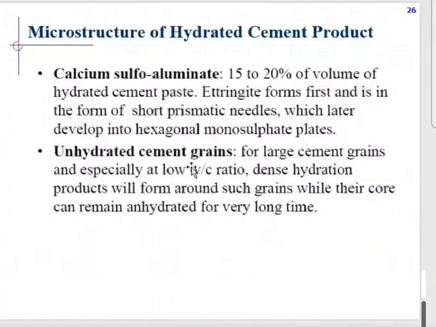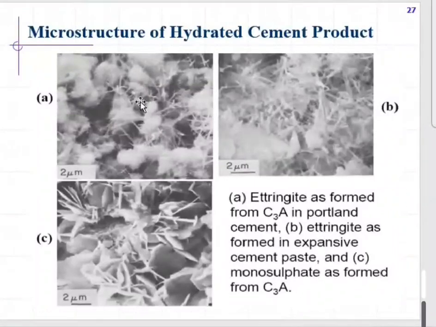Then there are also unhydrated cement grains. Calcium sulfoaluminate is also there, which is called ettringite. This calcium sulfoaluminate is actually due to the C3A, once it reacts with the water. These ettringites are mostly prismatic needles. They go into hexagonal monosulfate plates. If we see that, this is small ettringite formation, a needle-like structure, and it is expansive.